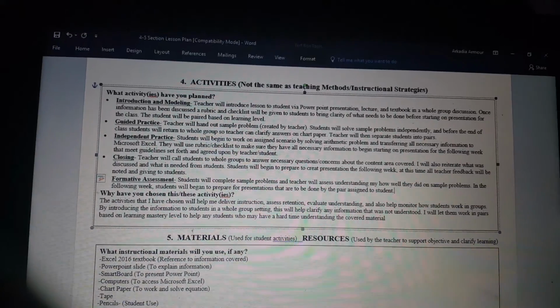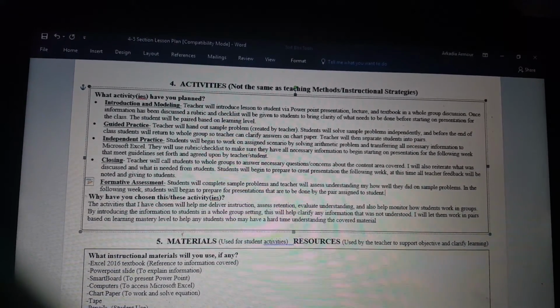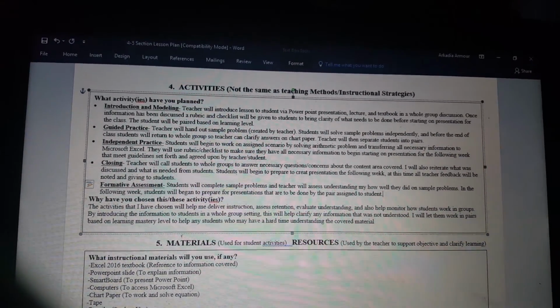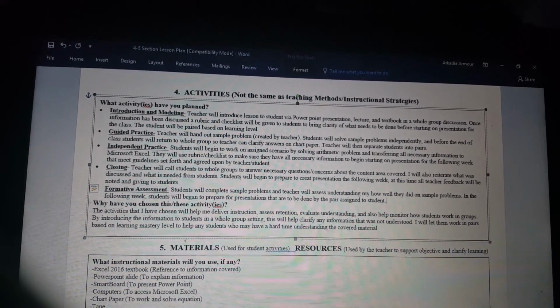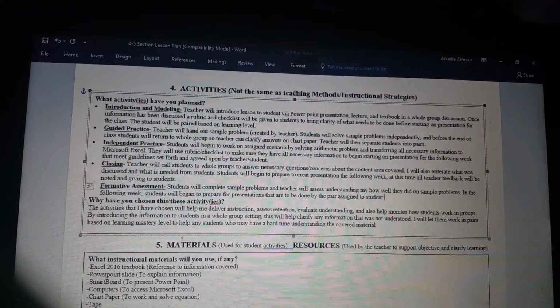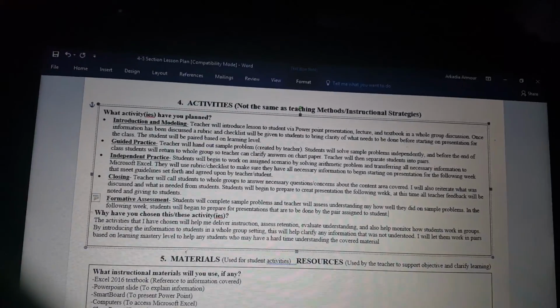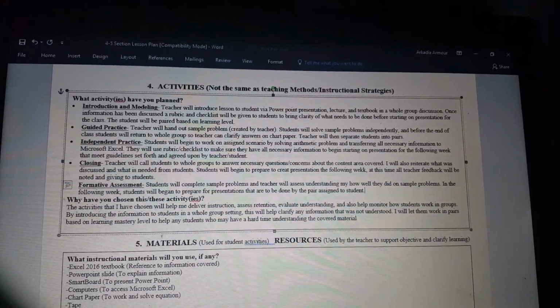The guided practice. The teacher will hand out sample problems created by the teacher. Students will solve sample problems independently, and before the end of class, students will return to whole groups so the teacher can clarify answers on chart paper. The teacher will then separate students into pairs.